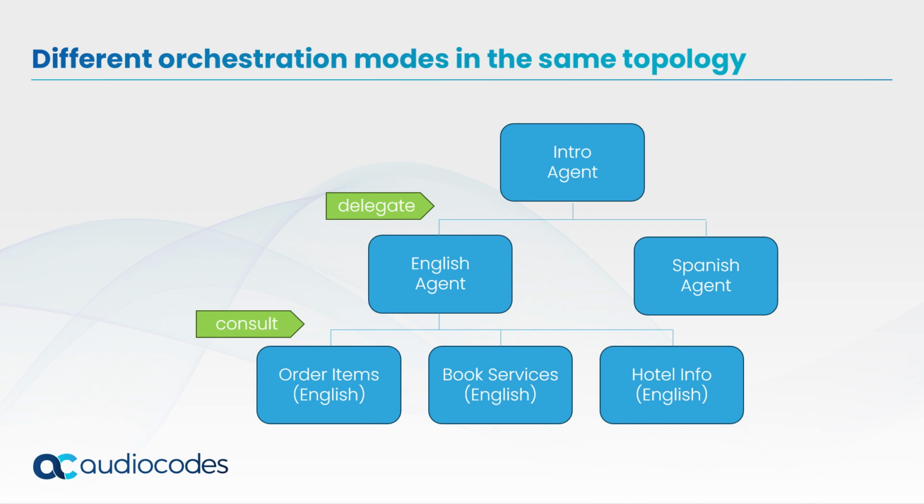For example, consider the following sample topology. The intro agent starts the conversation, determines the language in which the user speaks, and passes the question to the second-level agent. It uses Delegate mode, which ensures that once the second-level agent is chosen, the conversation sticks to it. At the third level, we have domain-specific agents. The second-level agent uses Consult mode when passing questions to them, which ensures that control stays at the second-level agent, and it can choose the optimal domain-level agent for each user utterance.